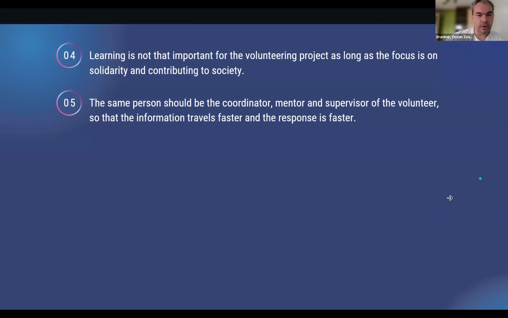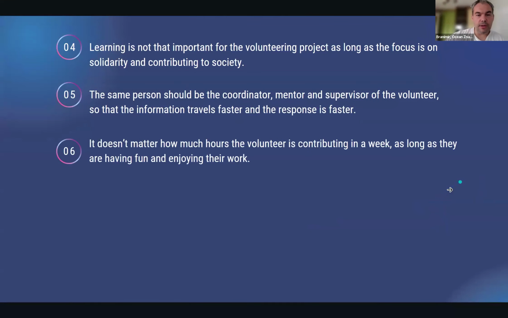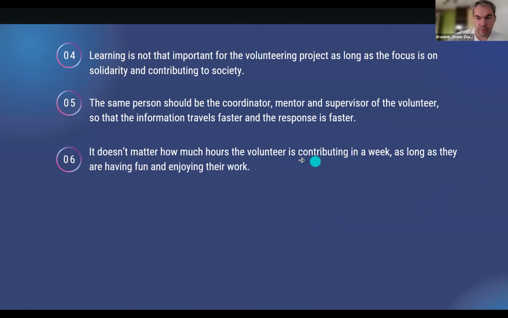We're going to continue. It doesn't matter how many hours the volunteer is contributing in a week, as long as they are having fun and enjoying the work. True or false?